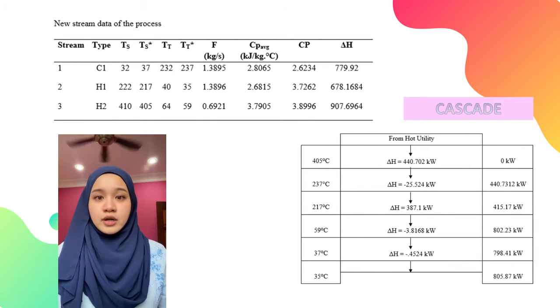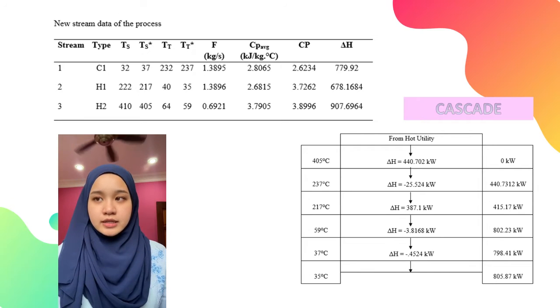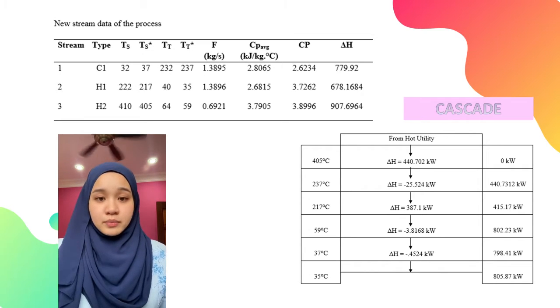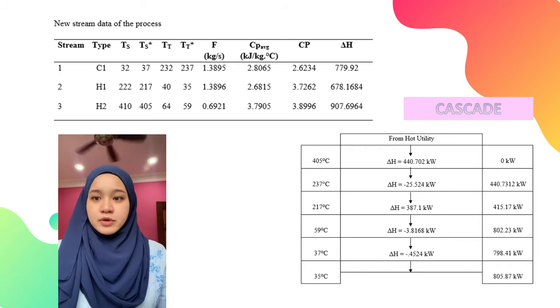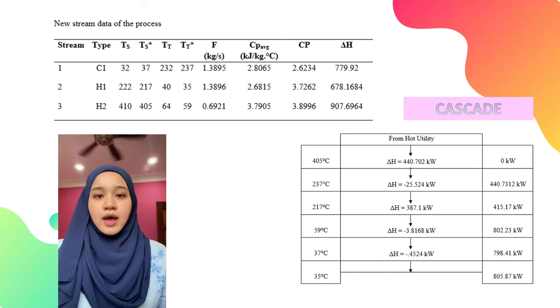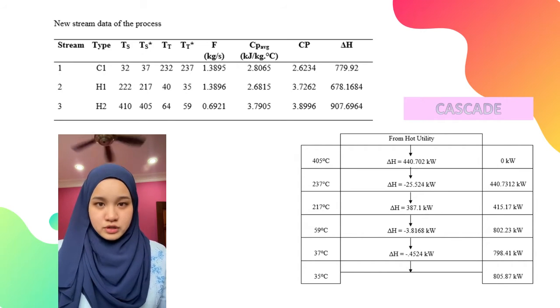So for process integration, in this process there are 3 streams that are analyzed, which are stream number 3, the cold stream, stream number 5, the hot stream, and stream number 14, also a hot stream.